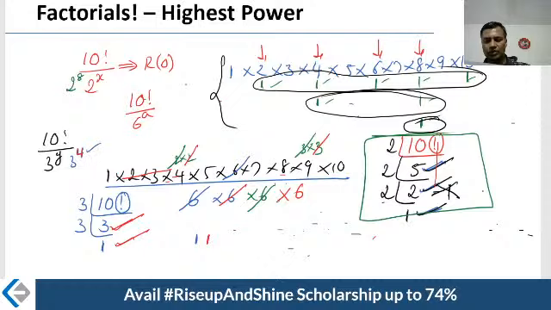2 into 3 is 6. Therefore, another 6 is gone, which means you are already done with 4 counts now. Hey, what if I take another 6 here? If I take another 6, all your 3's are gone.